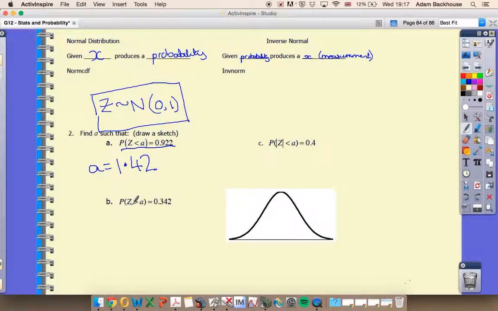B, a slightly different inequality. Here we know the probability that z is greater than a is 0.342. So that's my mean. Z is greater than a, the probability is less than a half. So if it said z is greater than a equals a half, I'd know we're talking about the middle. So I've got to be a little bit further across. So I'm going to go for here. This is my a, and this is the 0.342, and it's useful to know what this value is as well. So this is 0.658. Remember, they add up to a whole.